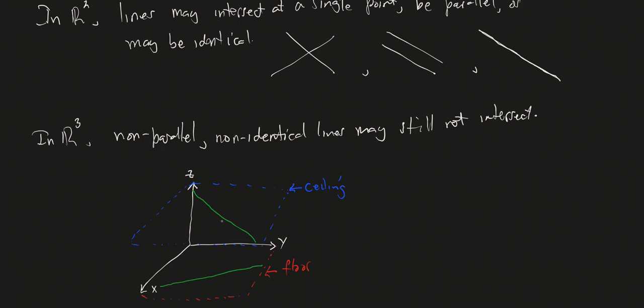So these lines, let me just call this L1 and this one L2. So L1 and L2 are said to be skew lines, right? And this is a property that cannot exist in R3. I'm sorry, R2, right?